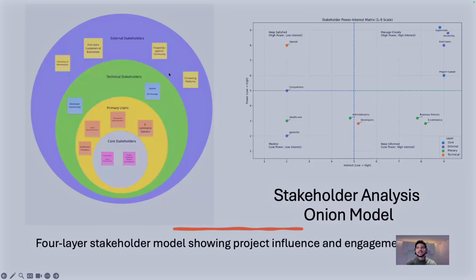Then we have technical stakeholders. You can see OpenAI as an API provider, where we use GPT-4 and embeddings, and the open source community. And then we can see external stakeholders as well, such as University of Westminster, end users or customers of the business, and competing platforms. On the other hand, we have the power interest matrix, and it shows the power and interest of different stakeholders and how much impact they have.